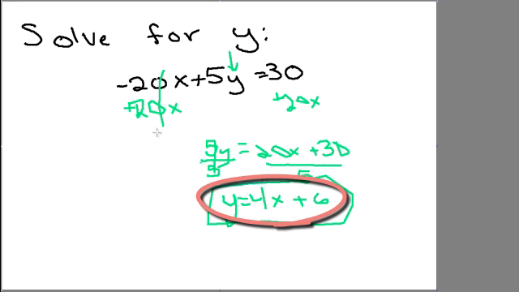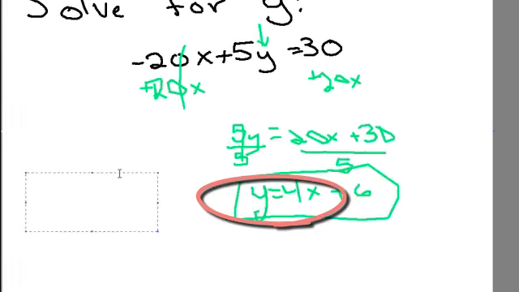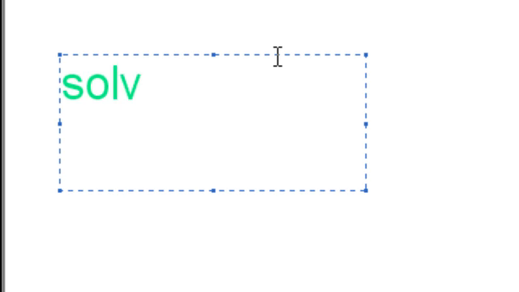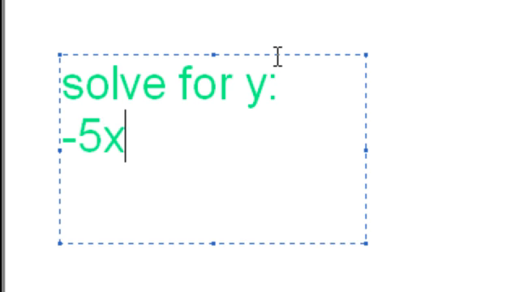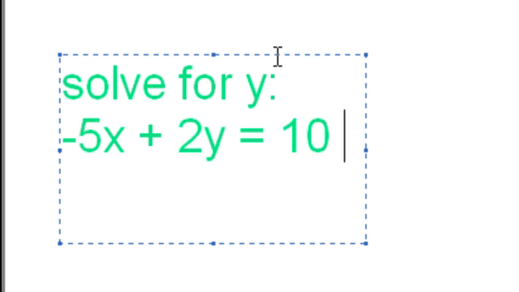So hopefully you did well with these, and you are ready to try one on your own. So here you go. You are still going to be solving for y, but this time you are going to do the equation negative 5x plus 2y equals 10. So good luck.